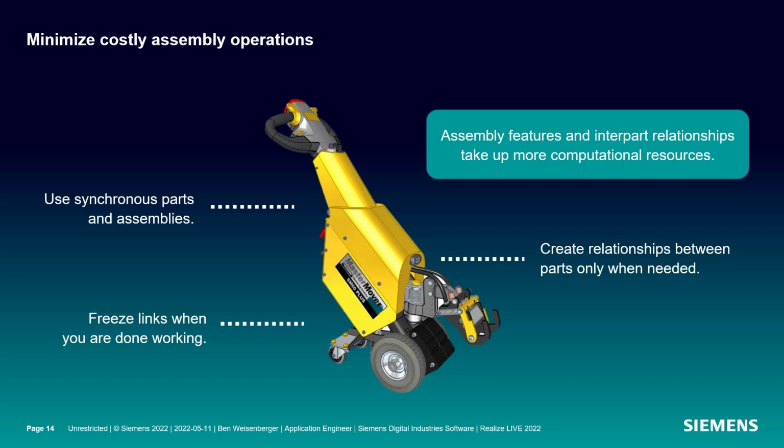Inter-part relations are also very costly for the same reasons. This is one of the reasons why synchronous parts and assemblies are recommended for better performing assemblies. You can create relationships between parts in an assembly only when needed, without the associative links. Also, consider freezing links when you're done working with an area of an assembly to further improve your performance.